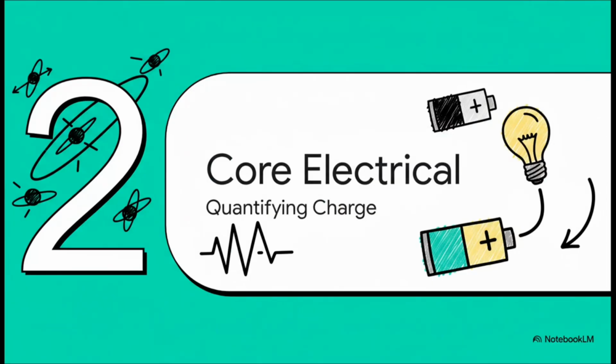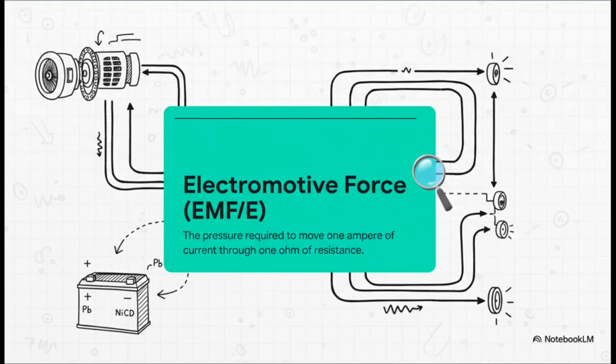Okay, so we've talked about the physics of electron behavior. Now we need to put numbers to it. We're moving into the precise mathematical quantification of all this, the core electrical quantities. Electromotive force, or EMF. Think of it as the quantitative pressure needed to move 1 amp of current through 1 ohm of resistance. On the aircraft, you're going to see this generated in a couple of main ways. Mechanically, from your alternators and generators, or chemically, from your lead-acid or nickel-cad batteries.